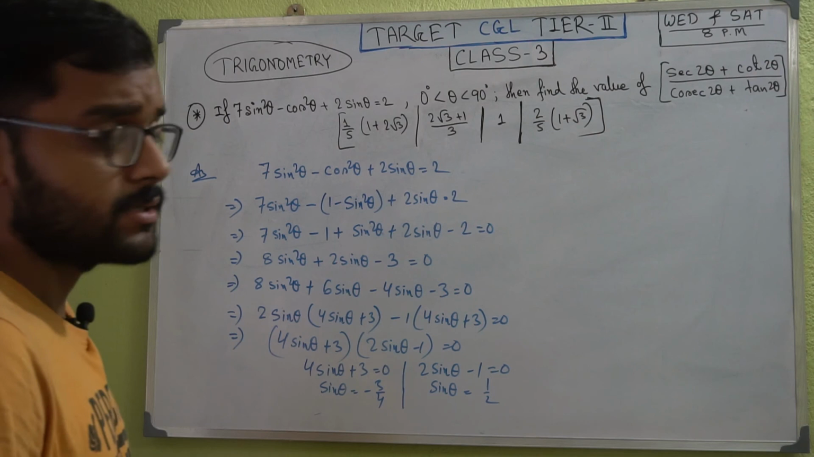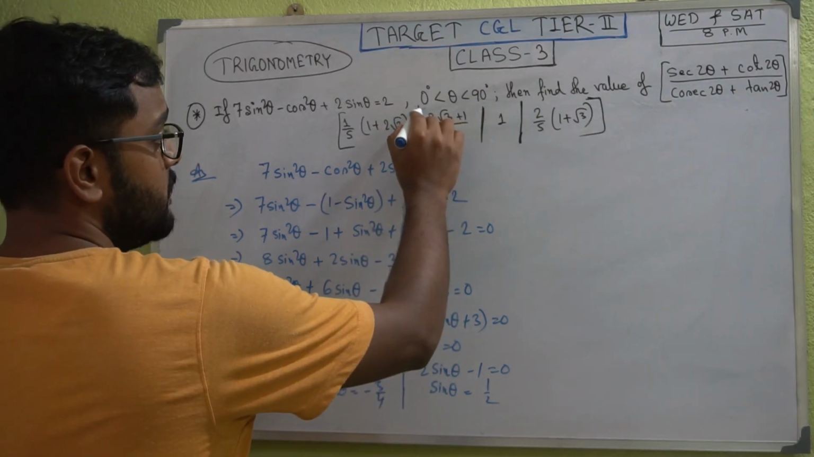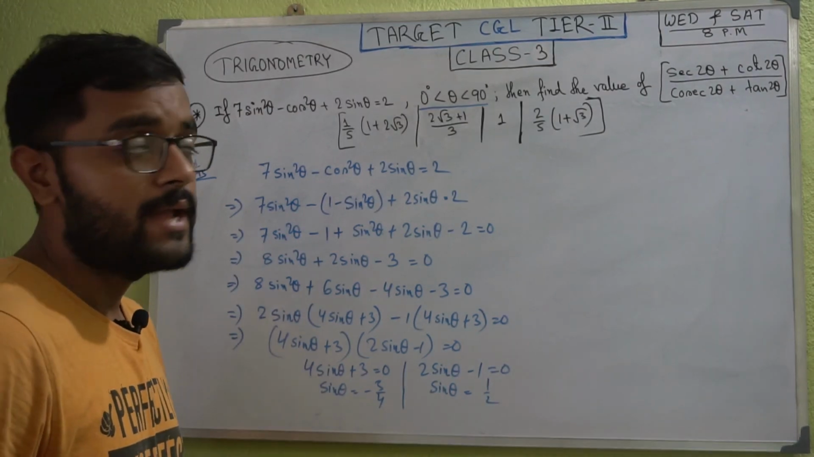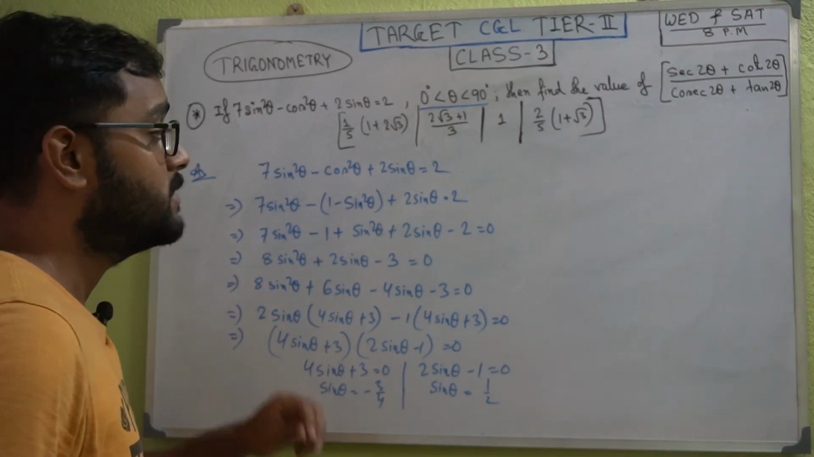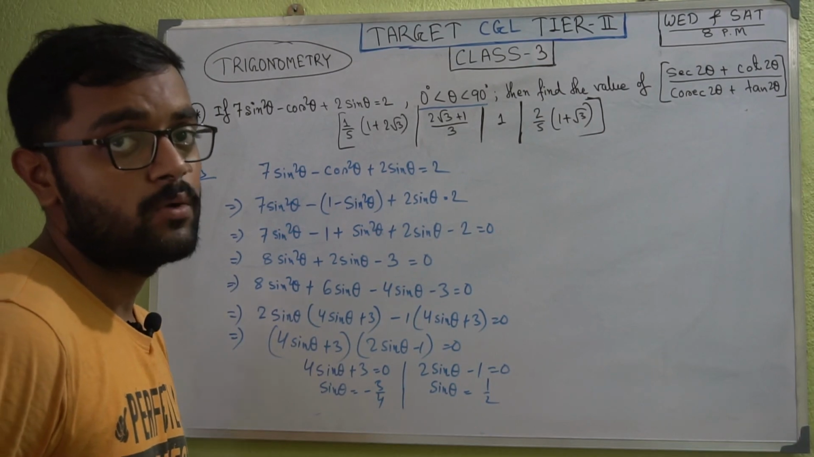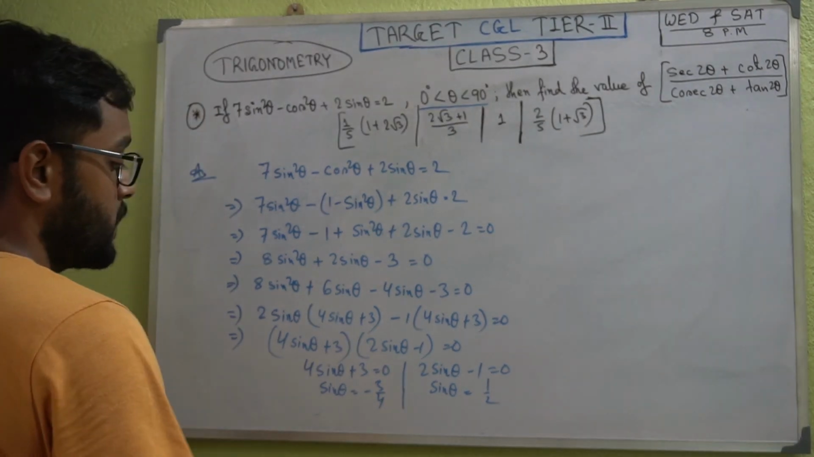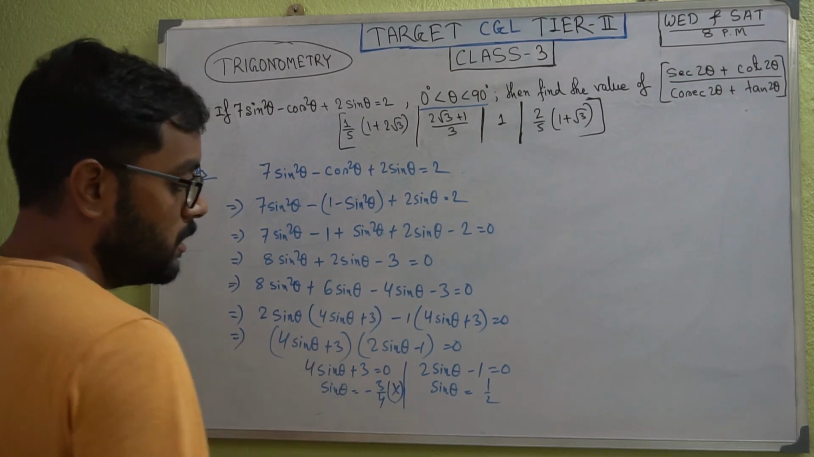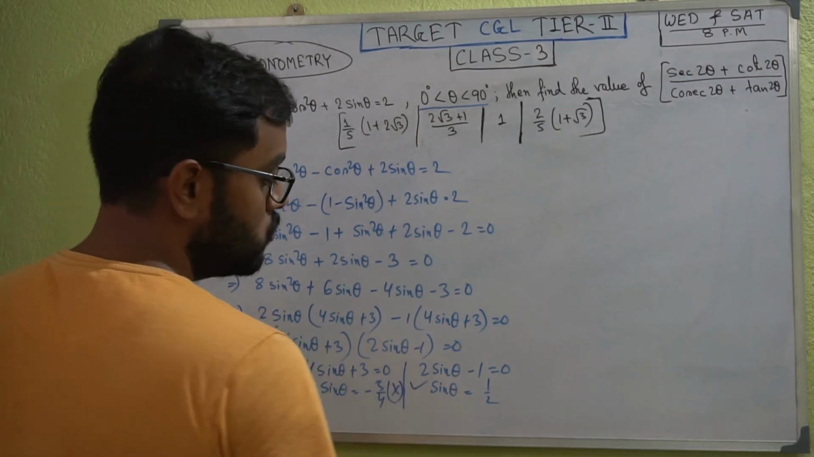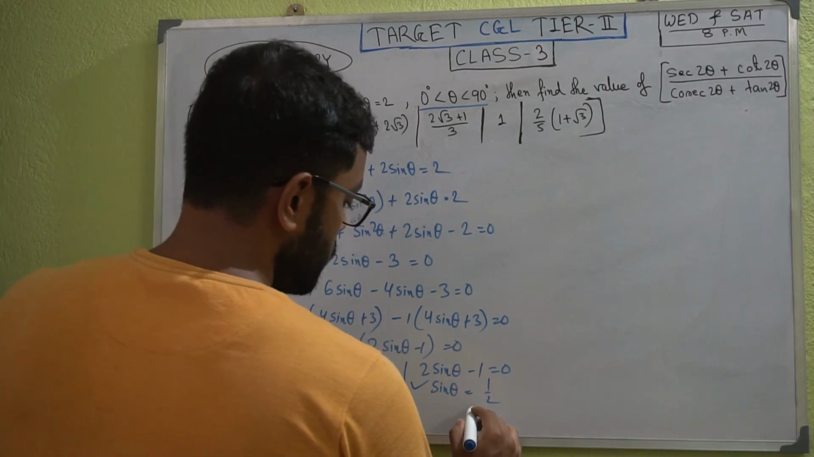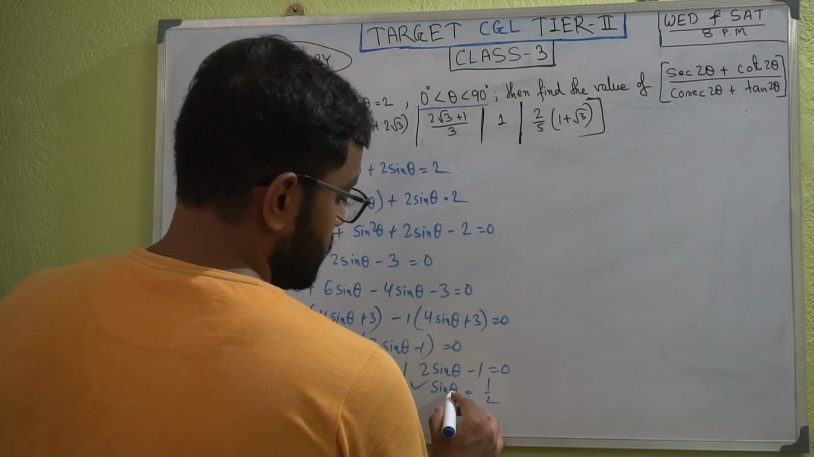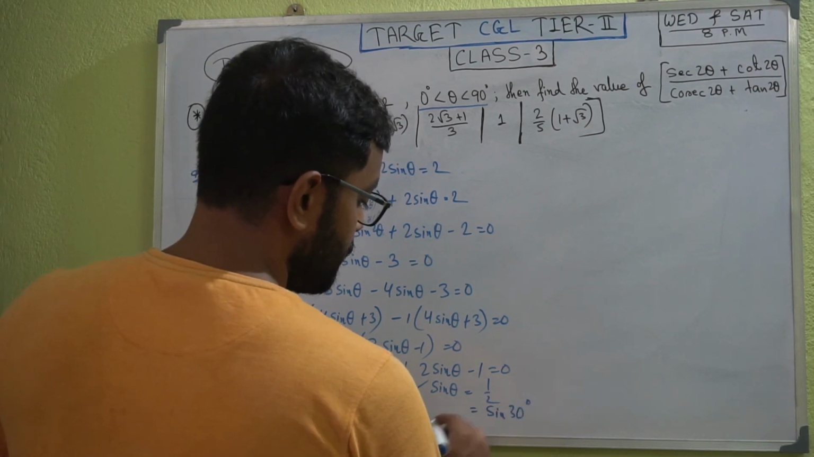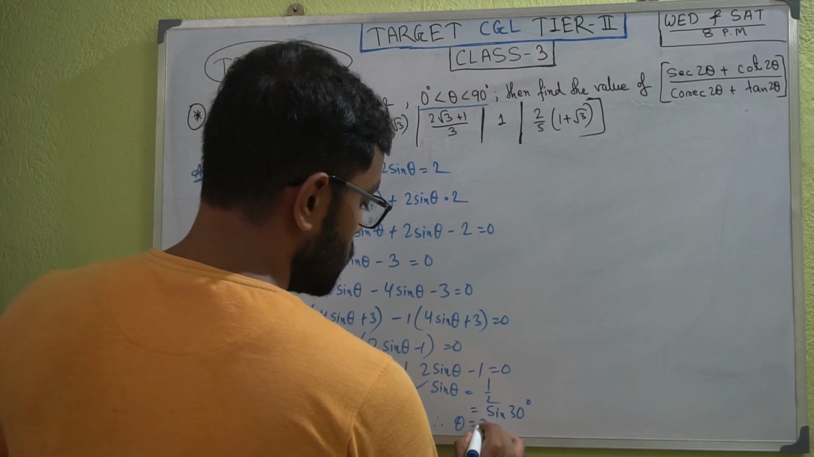But it is given that theta is between 0 to 90 degree. That means sin theta will be positive, then sin theta equal to minus 3 by 4 cannot be true. Then sin theta equal to 1 by 2, that means the value of sin theta is half, then we can say sin 30. So theta equal to 30 degree.